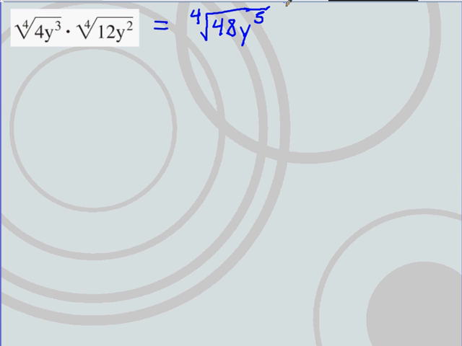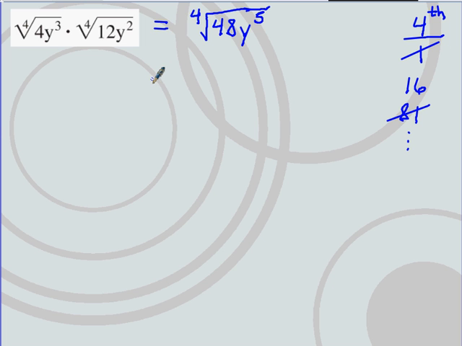But just for review purposes, let's clean that up. Can we clean up the fourth root of 48? Can we clean up the fourth root of y to the fifth? And I know we can clean up y to the fifth, because there's at least 4 y's in there. So let's try to list the things that we know the fourth root of. 1. That doesn't help. 1 times 1 times 1 times 1. 2 times 2 times 2 times 2 would be 16. 3 times 3 times 3 times 3 is the same thing as 9 times 9, which is 81. Already too big.